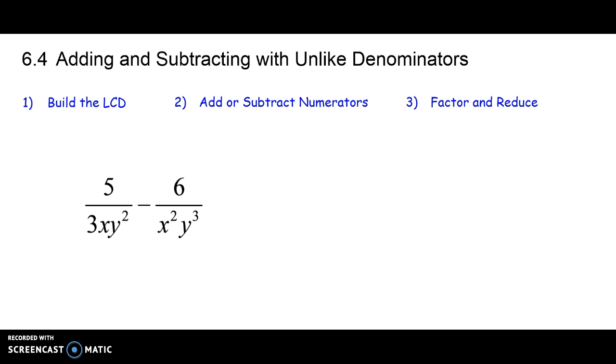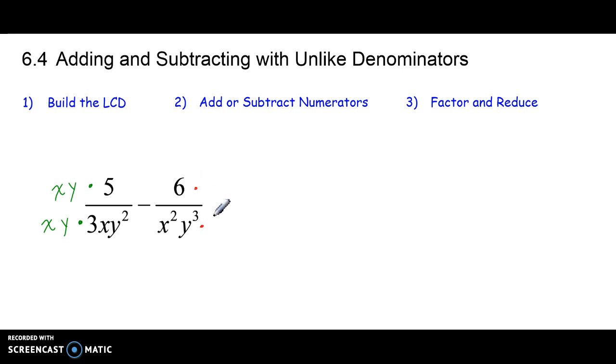Alright, so to build the LCD, what you have to do is compare the denominators, see what each one is missing, and then include what they're missing. This fraction on the left is missing an x, and it's missing a y. So if we want to get it to have x squared, we need to multiply by an x. If we want to get it up to having a y cubed, we're going to have to multiply by y. And the basic rule of fractions is, if you multiply something in the denominator, you're going to have to multiply the same thing in the numerator.